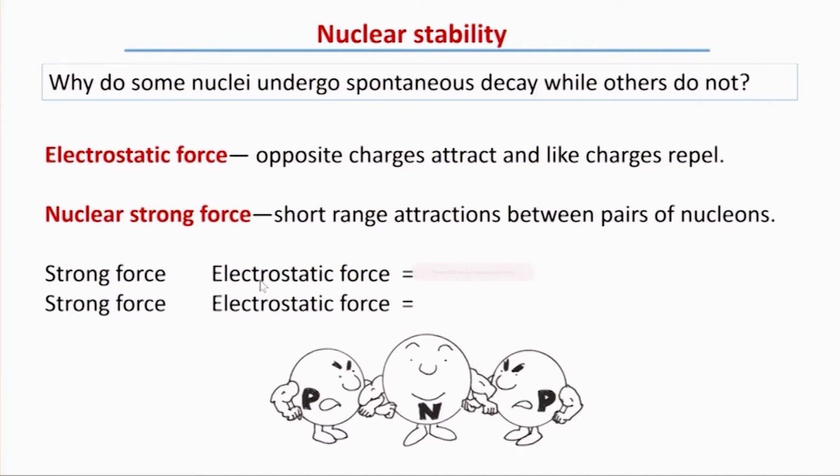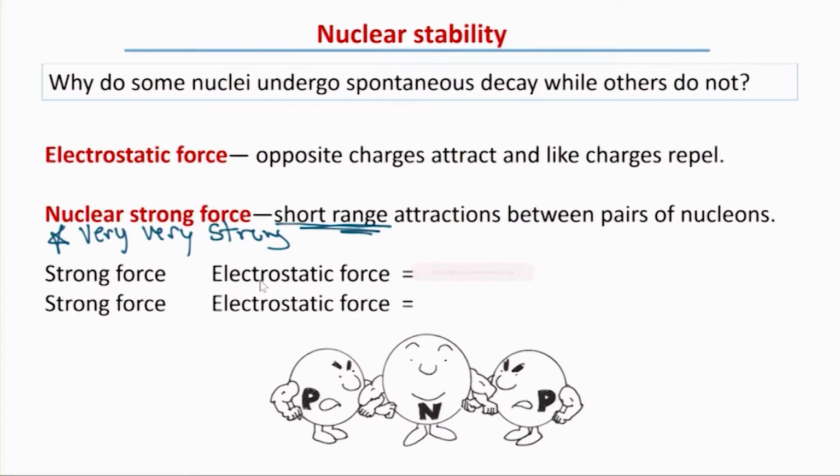So we have this force trying to keep it apart, but we know that a lot of nuclei are stable. So there's another force at play, and we call this the nuclear strong force. This is a very, very strong force, and it acts over a short range. It is attraction between pairs of nucleons: protons and neutrons, neutrons and neutrons, protons and protons. I think I got them all.